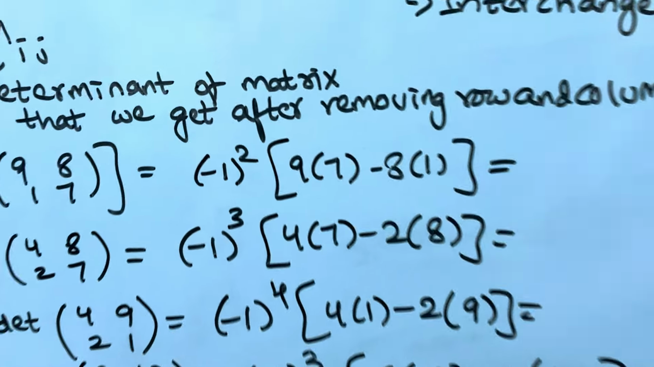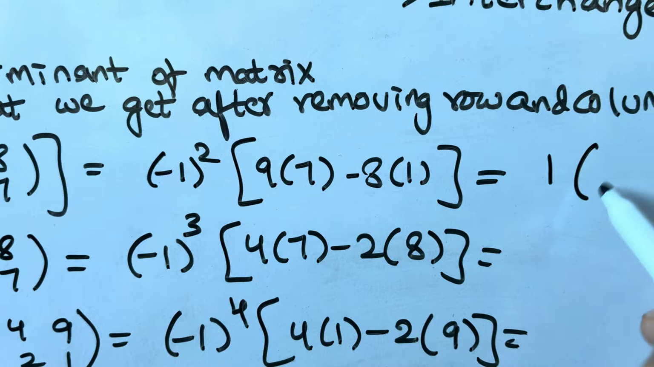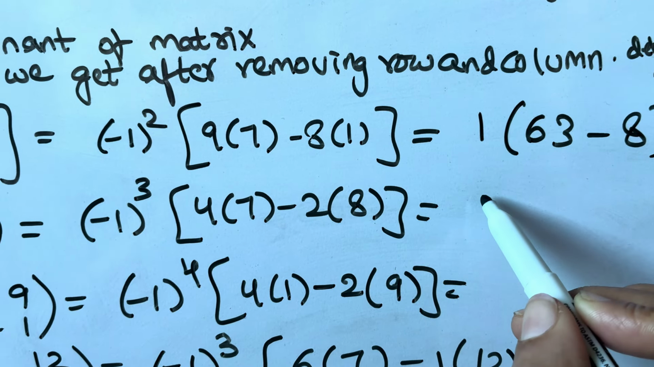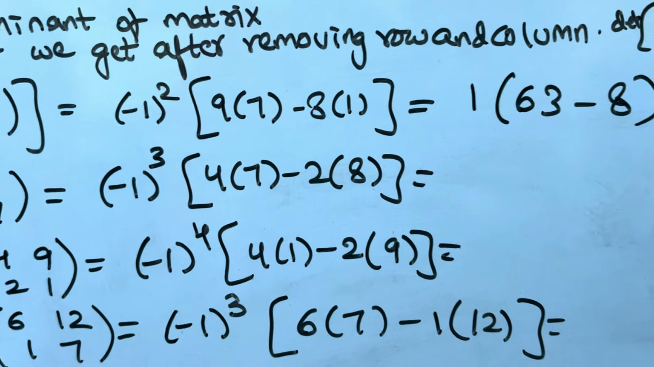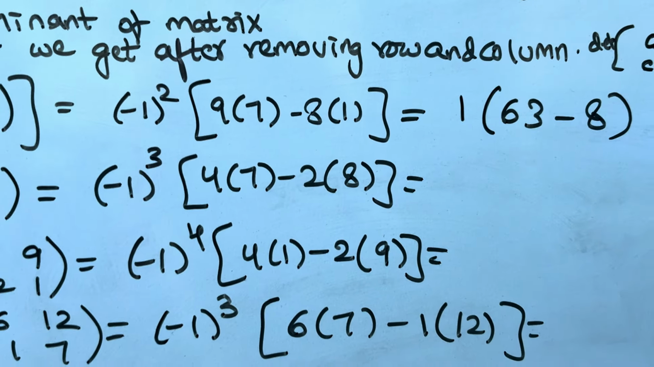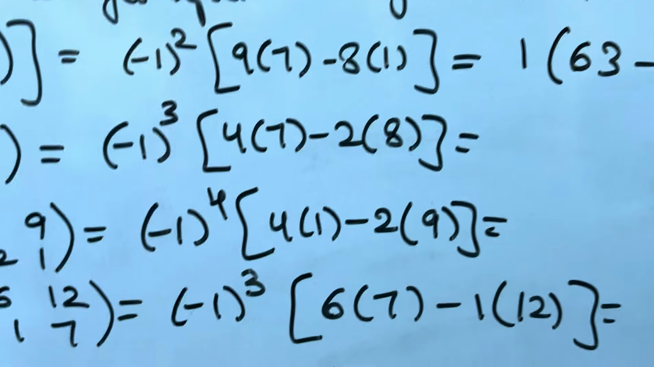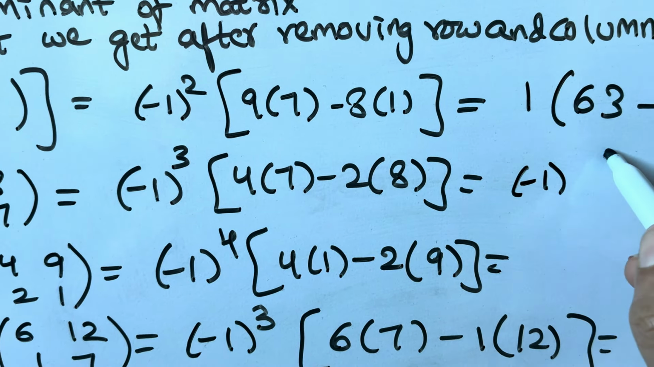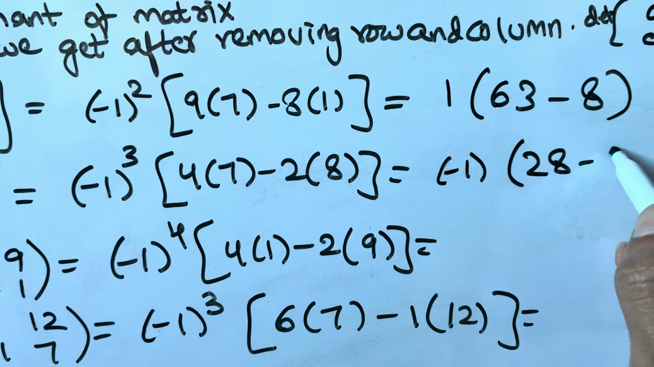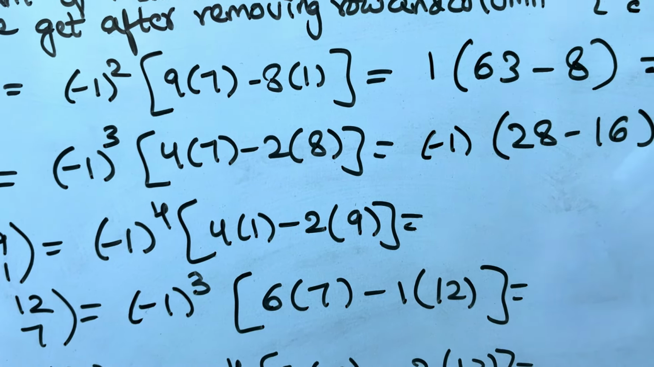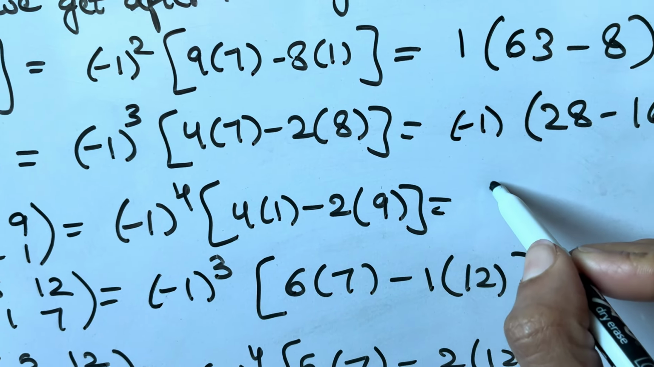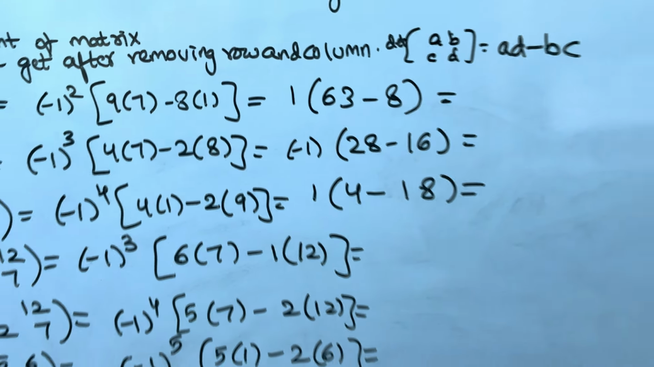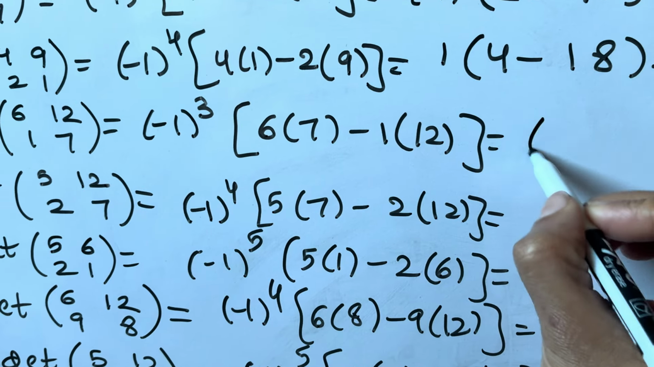Now let's evaluate it. Minus 1 power 2 is 1 and 9 times 7 is 63 minus 8. And here minus 1 to the power 3. Minus 1, when it is raised to an odd power, becomes minus, and minus 1 when raised to an even power becomes positive. So this is minus 1, and 4 times 7 is 28 minus 16. So minus 1 to the power 4 is 1 and 4 times 1 is 4 minus 18. So let's evaluate it later. Let's first simplify all the steps here.